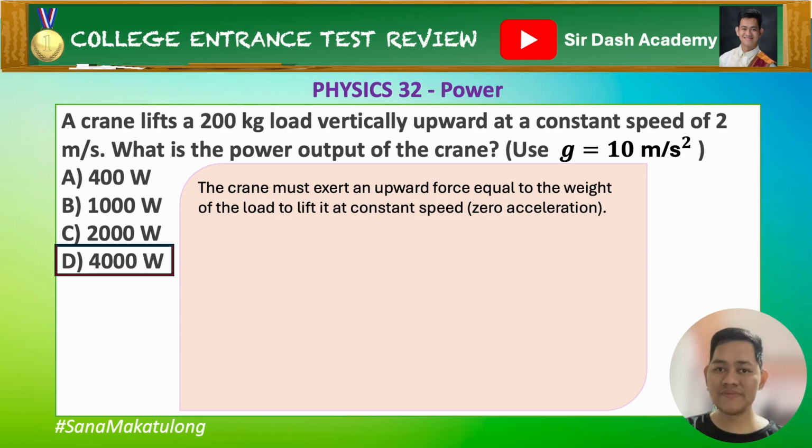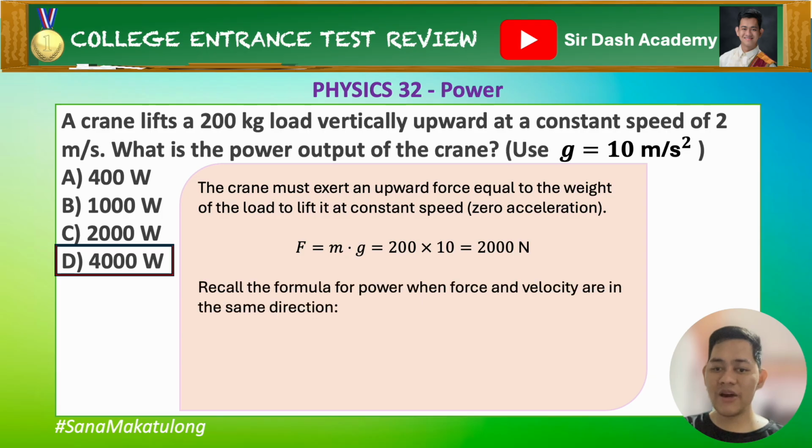Let's solve na. Number 1. Recall natin how to compute the weight. Weight is simply the mass times the g. So, F sub g equals mg. Yung mass daw ay 200 kg yung load times yung g na pinapagamit ay 10 meters per second squared. So, that would be 2,000 newtons.